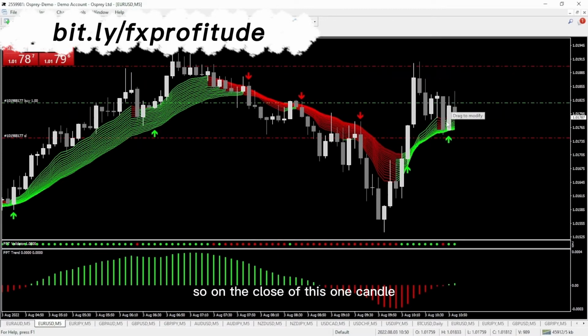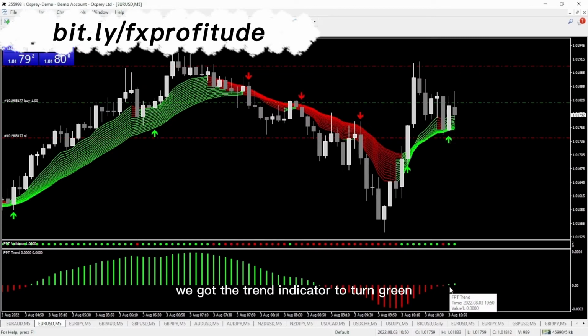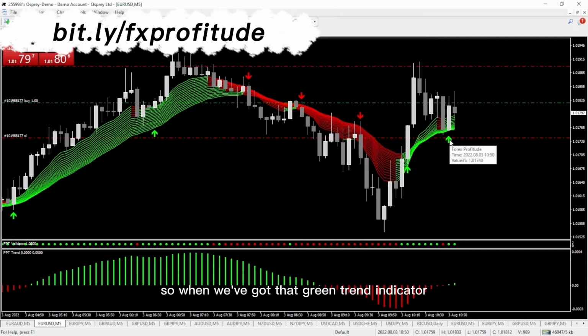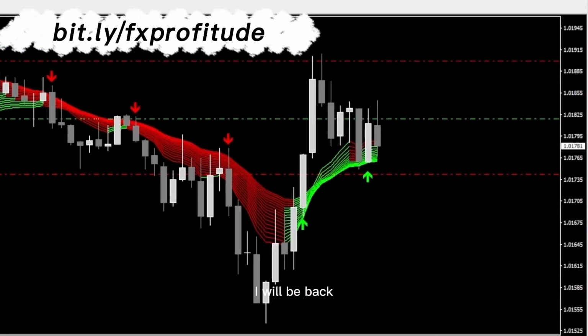So on the close of this one candle, the array was completely green, and the leading edge was above the trailing edge. Now, at the time of this signal, we got the trend indicator to turn green. So we have that first instance of that green trend indicator. So when we've got that green trend indicator and we do have the signal to go long, this is a valid buy trade. So from here, I'm simply going to let this trade play out. And when we get our take profit hit, I will be back.